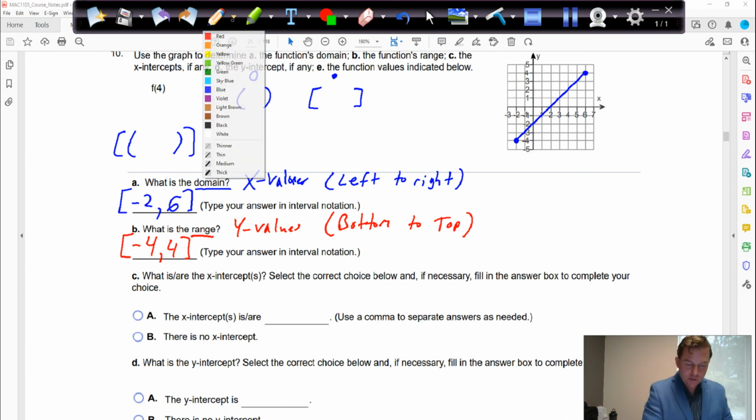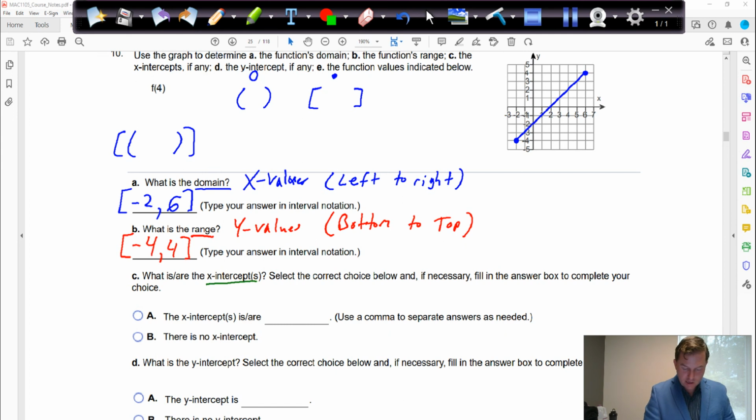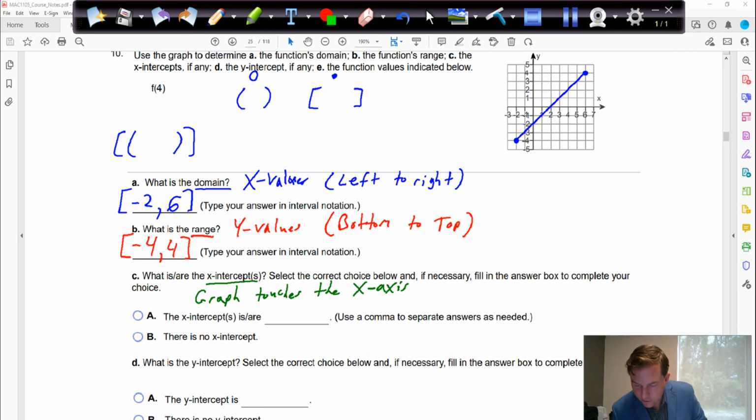Okay, now the next one says, where's the x-intercept? The x-intercept is where the graph touches the x-axis. So we just have to go and scan left to right on the x-axis and see where does it touch. It touches right there. What's the x value? It's 2. So you would just put 2 there.